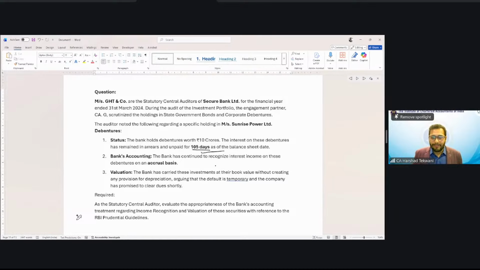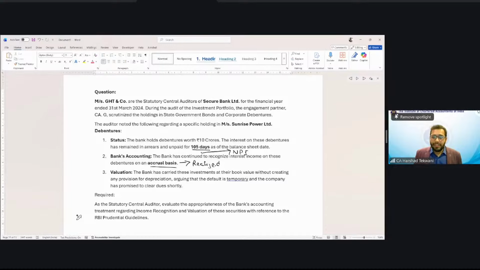For investment, it will be a non-performing investment. Oh, sorry, I said liability by mistake; it is investment. So for investment, it will become a non-performing investment because it is overdue. I have not received the interest on these debentures for a period of more than 90 days. Now, when I say it's an NPI, income is not required to be recognized on accrual basis, rather on a realized basis. So here also the bank is incorrect.